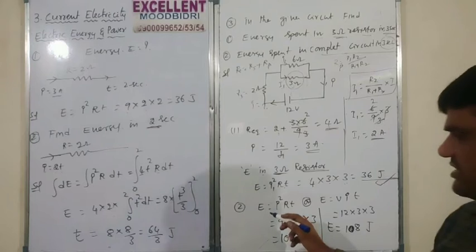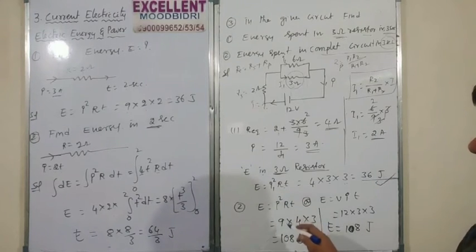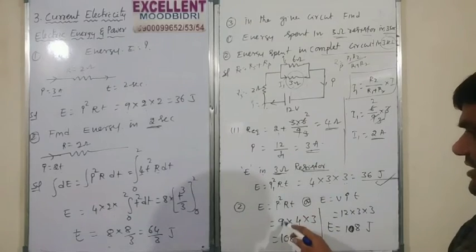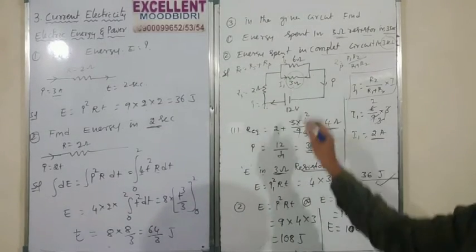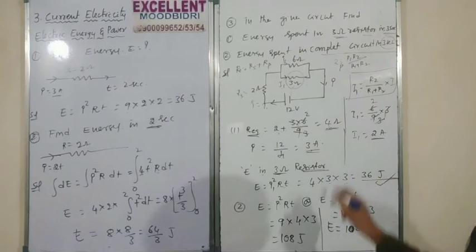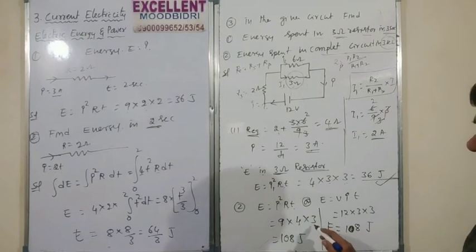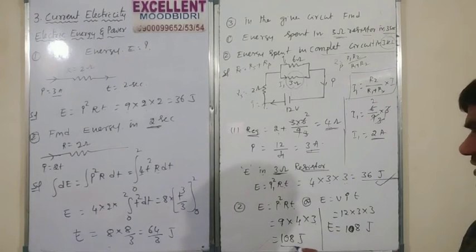So the total energy spent in the circuit. From the same formula, E is equal to I square into R. What is the I square value? I is 3, so 3 times 3 is 9. R, the total resistance, is equal to how much? 4 ohms. Into T, which is equal to 3. So if you calculate, the answer is 108 joules.